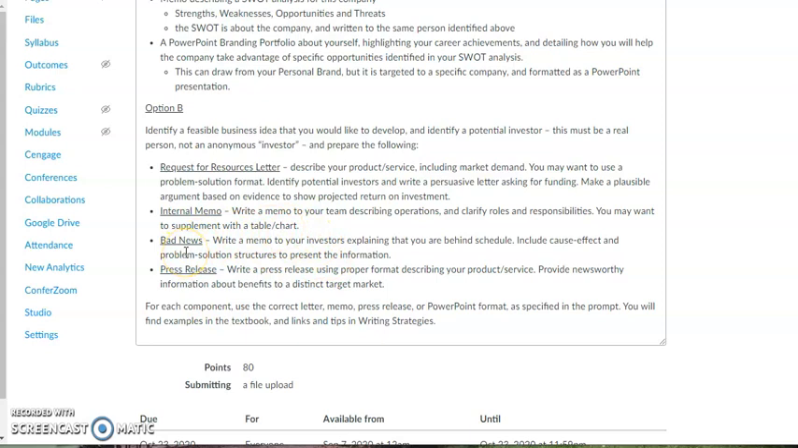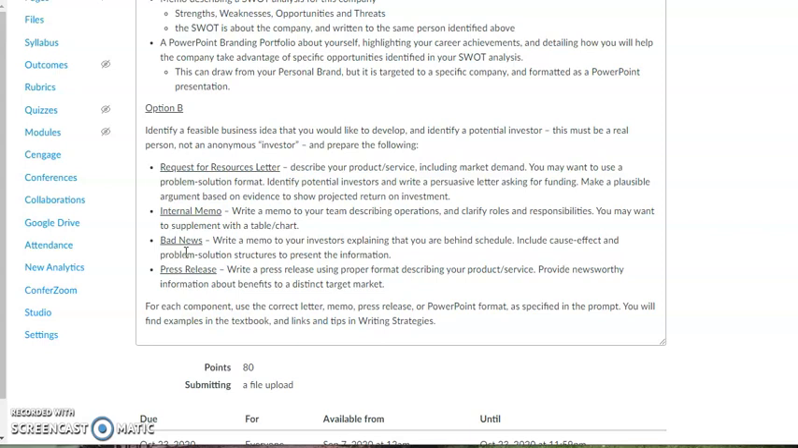Your second memo for Option B is bad news. Oftentimes, things happen. Maybe there's a delay in the supply chain. You can't get a shipment of materials. You're behind schedule. There's a very specific strategy for writing bad news, and I want you to craft a memo back to the same investor saying, now there's some bad news. So the content of the memo in your bad news memo is going back to the investor.